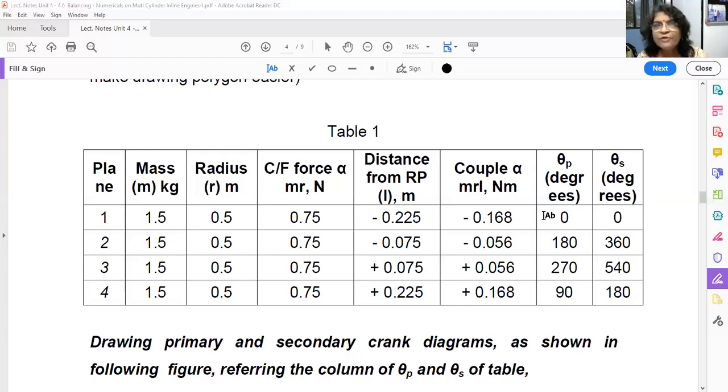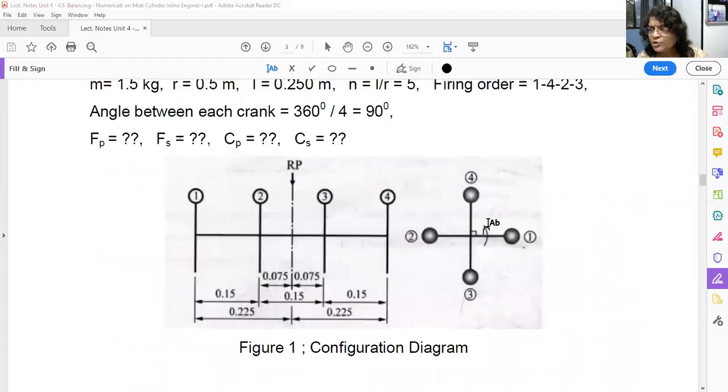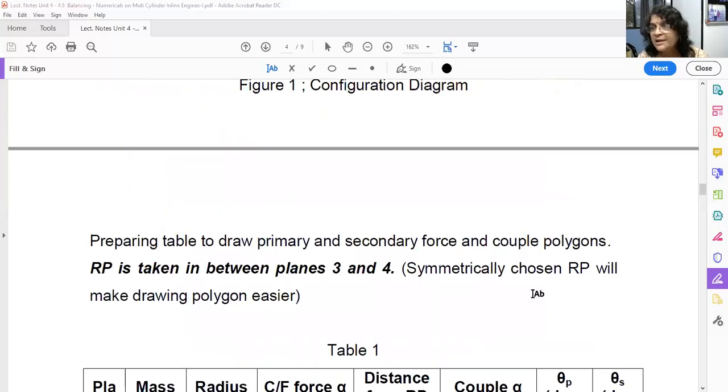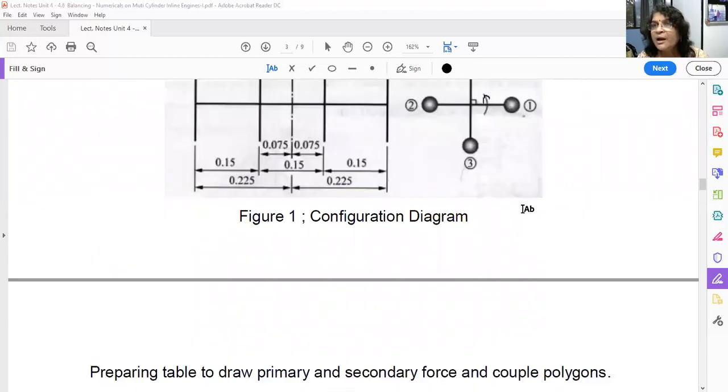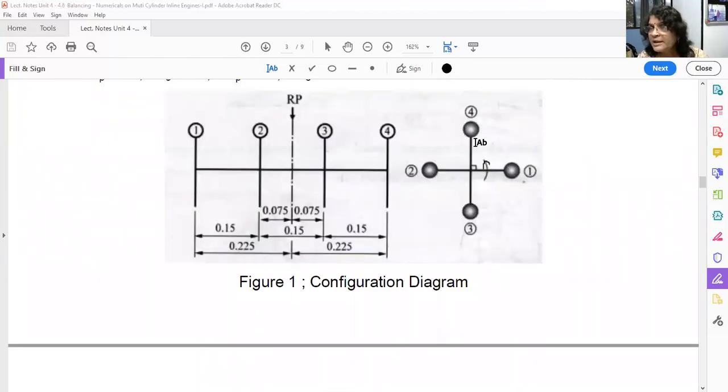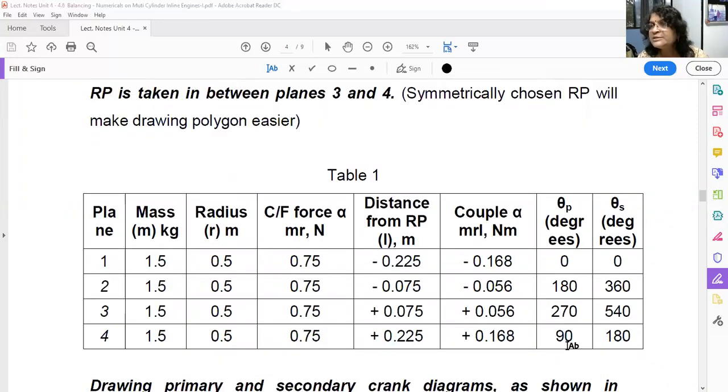So what we have imagined is that cylinder number 1 is at 0 degree angle. You can imagine 0 anywhere, here also, here also. In the next problem we have assumed it here. So here it is 0 degree. So cylinder number 1, for both the primary and secondary crank, is at 0 degree. Now first we will write down only the primary angle. Now see, what is the angle between 4 and 1? 90 degree. So write down here for cylinder number 4, plane number 4, it is 90.